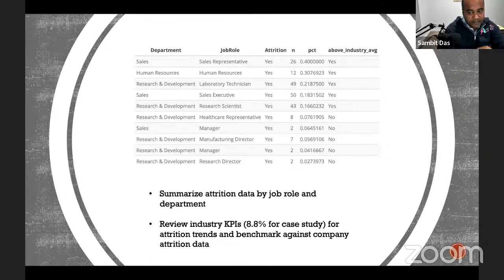So again, in the EDA, we have already slowly started to uncover some insights. We can see that the sales representative role has one of the highest attrition rates. And the same thing is true for laboratory technician as well, and research scientist. These are some of the roles that have high attrition. We are already seeing that from the initial analysis.